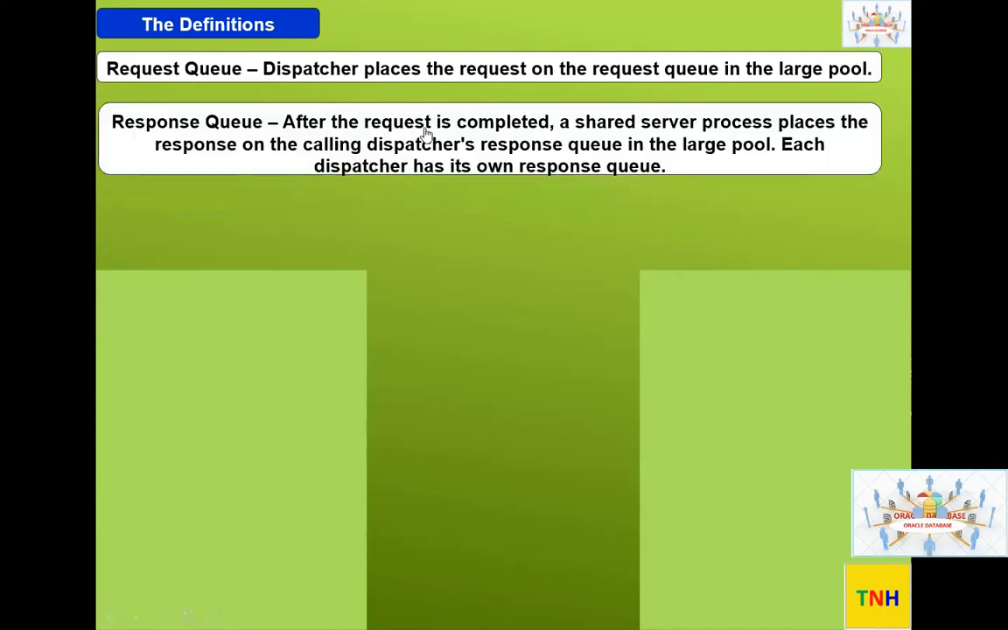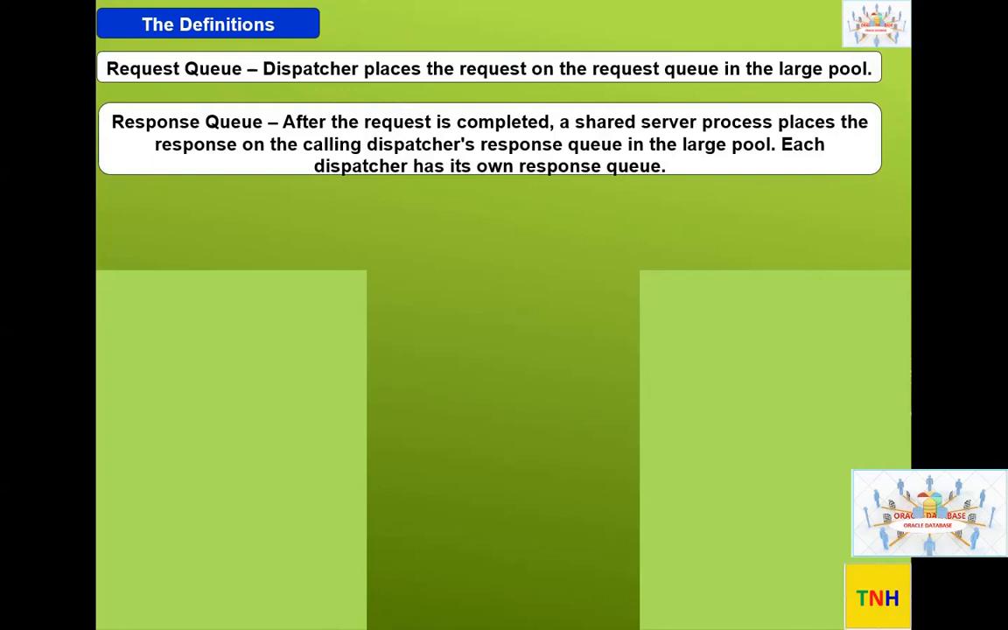You can see after the request is completed, the shared server process places the response in the dispatcher's response queue in the large pool. Each dispatcher has its own response queue. This is nothing much when the connection is established. We will learn it later. Earlier I told you about the user process and the server process, because by default Oracle uses dedicated server processes. And we can configure the shared server process as well.